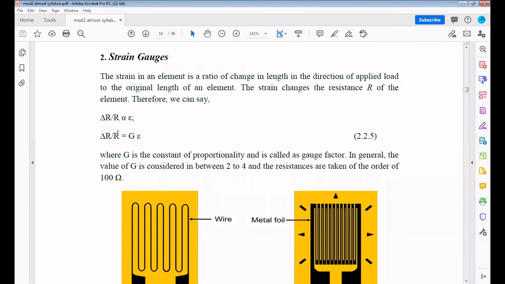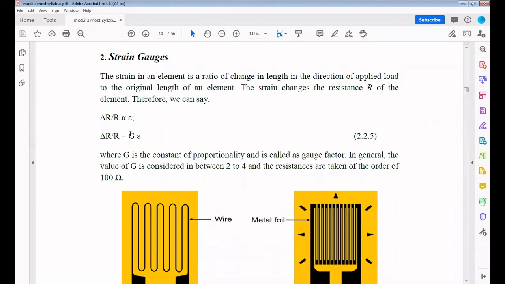Next, delta R is directly proportional to epsilon, where epsilon is the strain. So delta R by R is equal to G into epsilon, where G is the gauge factor. What is a gauge factor? Gauge, in this sense, is completely a constant value.